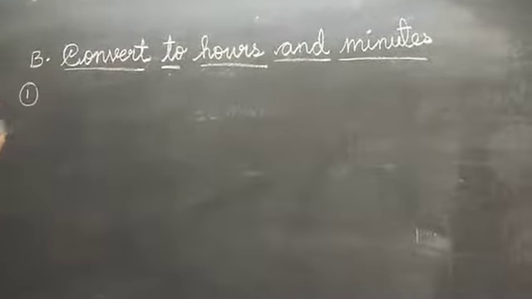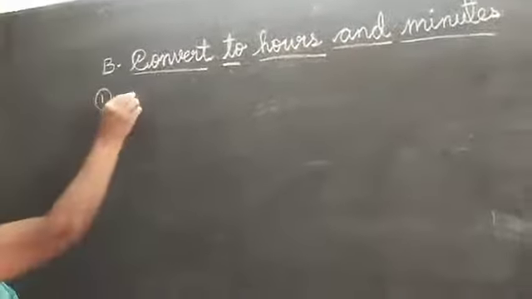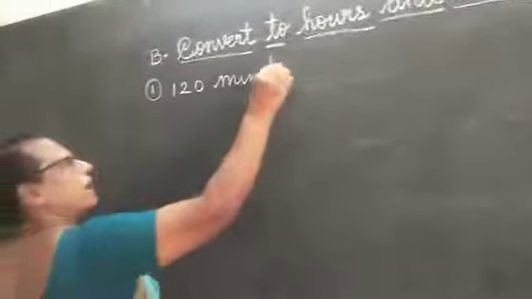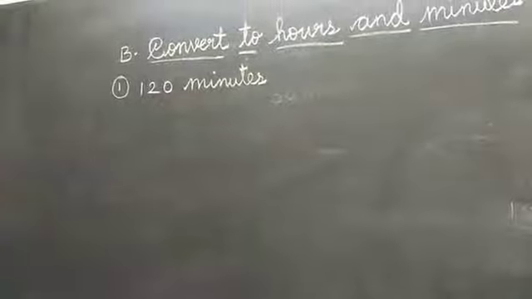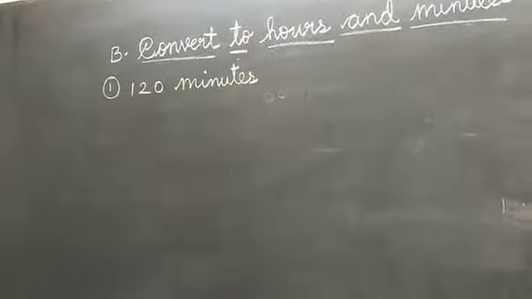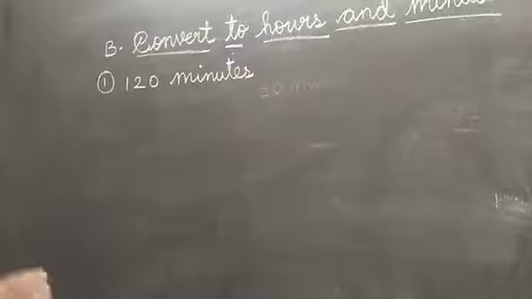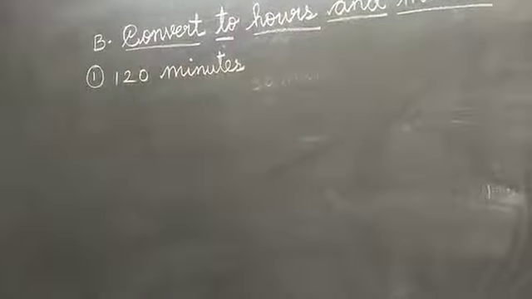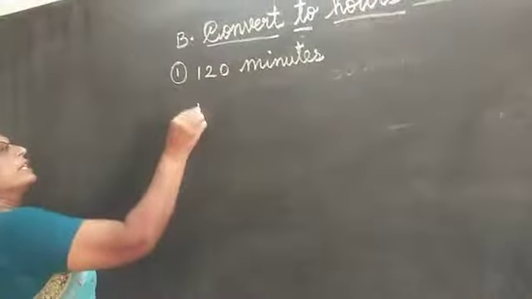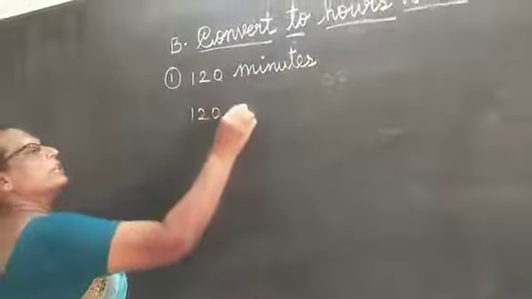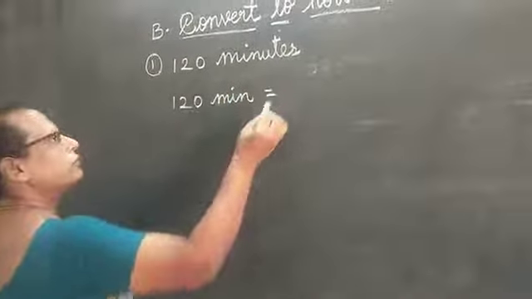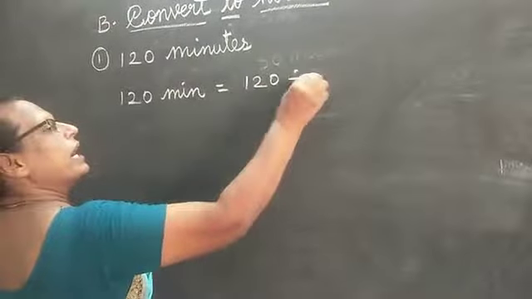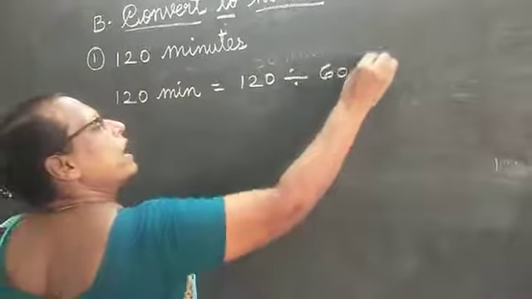Okay, children, the first sum, 120. When you convert to hours, what you have to do? You have to divide. Then only you can find out. When you convert minutes to hours, you have to divide. You should not multiply. Okay, children? So, 120 minutes is equal to, you have to divide 120 divided by 60 hours.